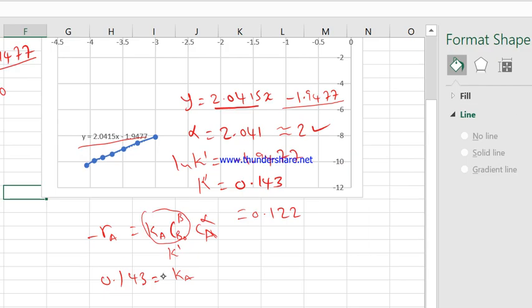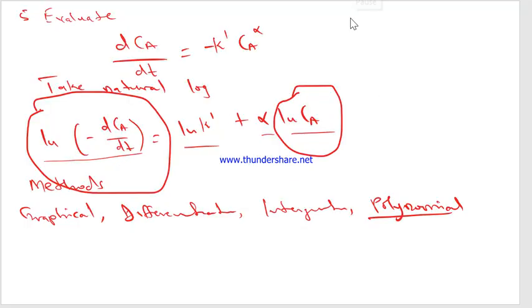So simply put, we can just say our KA times 0.5, beta is 1. So we can then find our K: 0.143 divided by 0.5. So that will be 0.286 or thereabout. So that is it for now. That means our final equation is minus RA equals 0.286 CB raised to power 1 and CA raised to power 2.